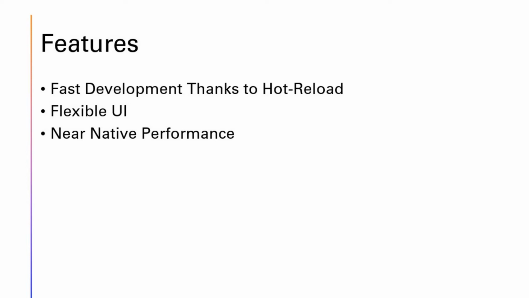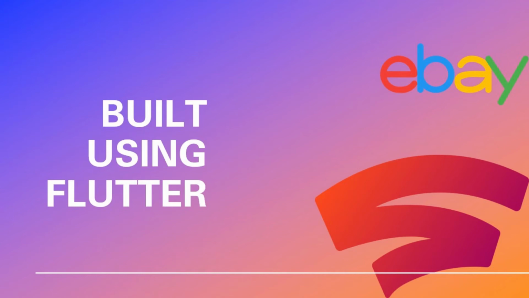The third thing is near native performance when in app. Launching time may be a little bit slower, but when in the application, it's very fast. So, built using Flutter, here we have two examples: the eBay application and the Google Stadia application. Obviously, being built by Google, it's used by a lot of applications that have any relation to Google.